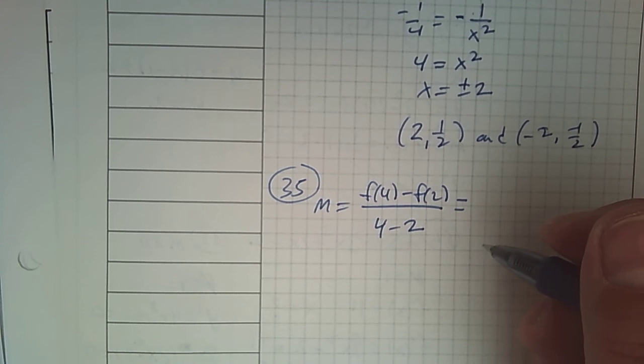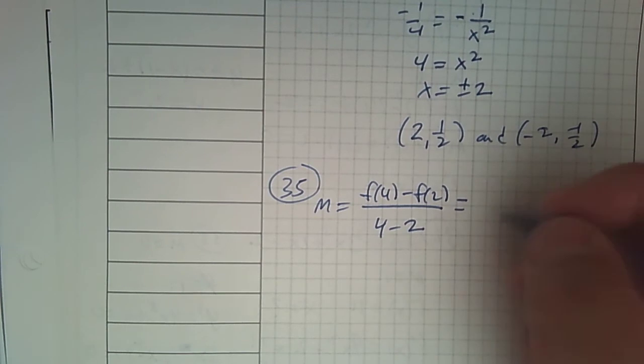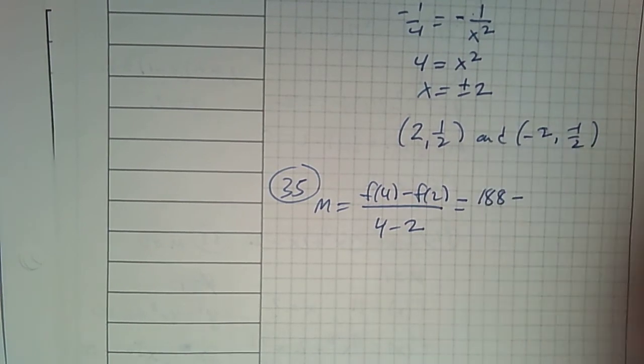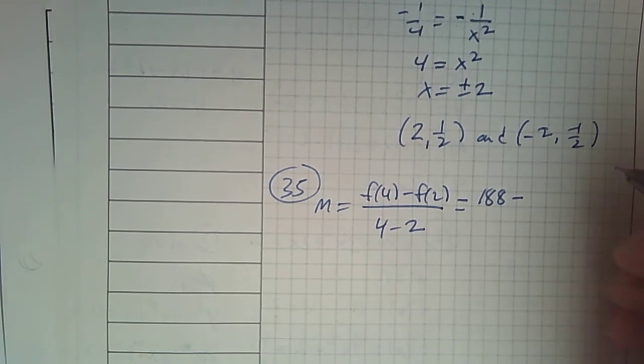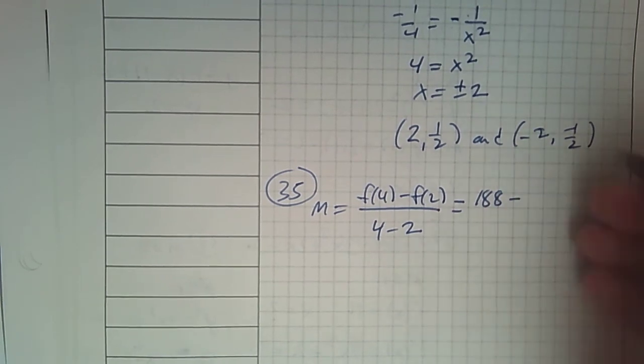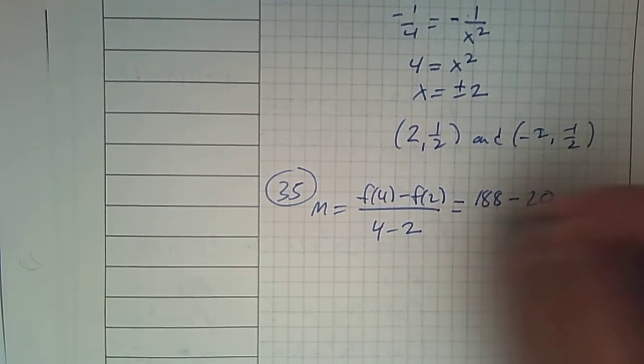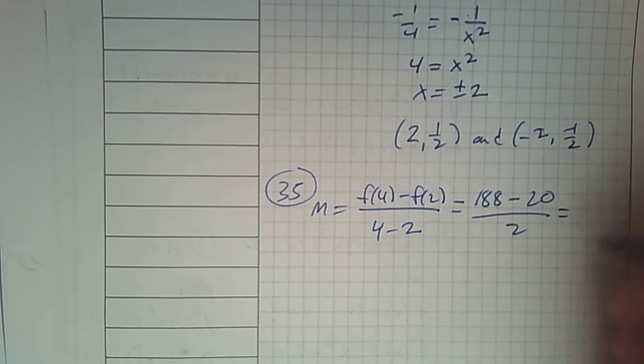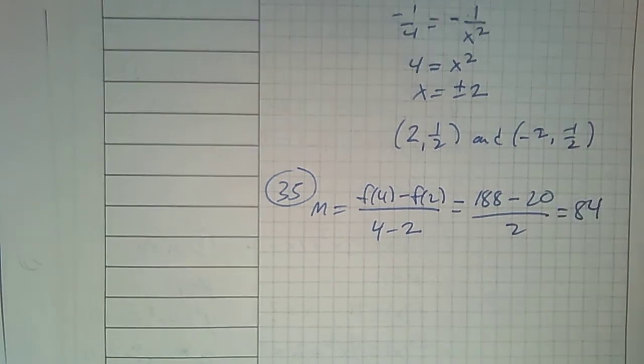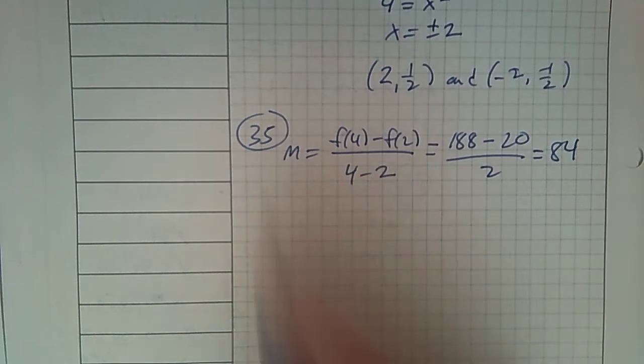So when I plug in 4, 3 times 4 cubed, and then subtract 4. So in my brain, or looking at the answer key, that's 188. Plug in 2, so that's 3 times 2 cubed, so that's 24 take away 4, that's 20. All divided by 2. Simplify all this, and the average rate of change is 84.